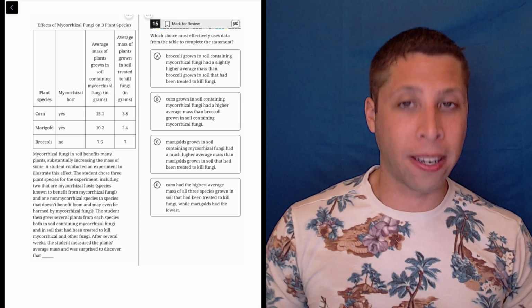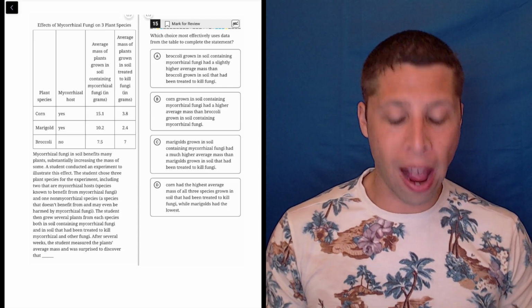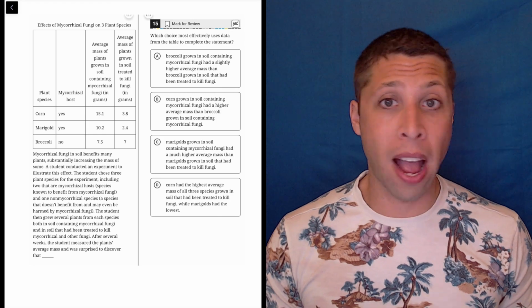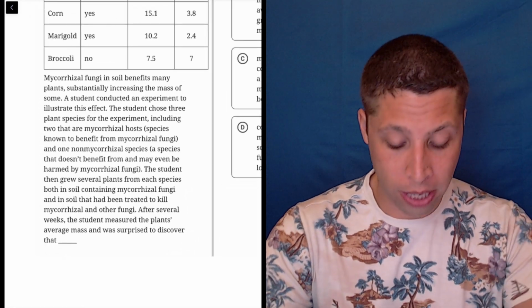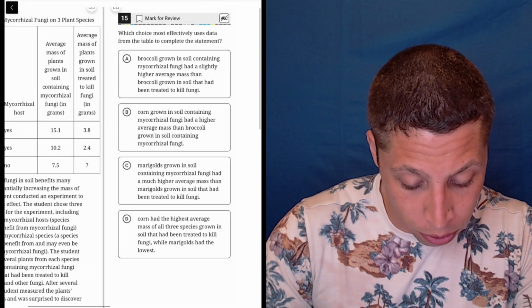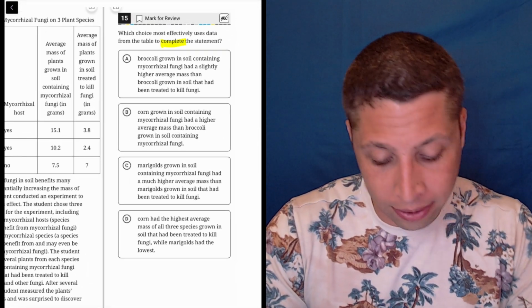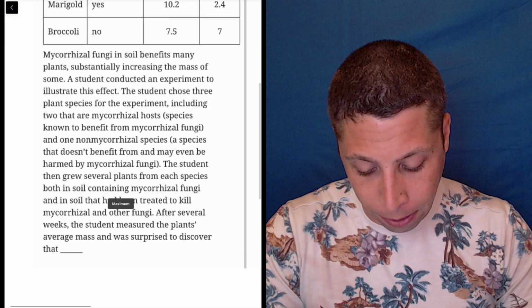I'm starting to suspect that on the hard module, these graph questions are less about the accuracy of the graph and more about understanding the passage. So we're going to do that and make sure we go there first and see what we can get, right? So what do we have to do? We have to complete the statement. So we're going to continue whatever thought is here.